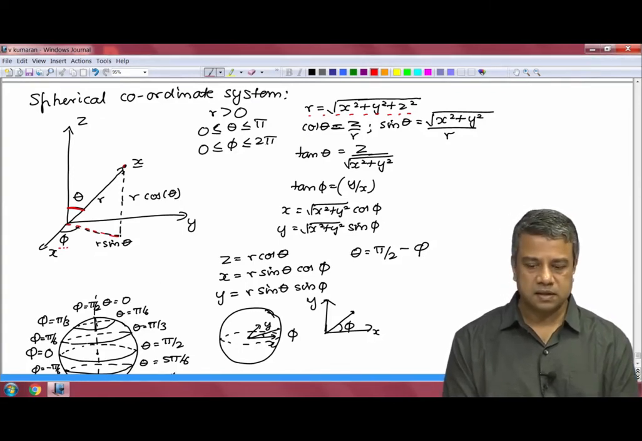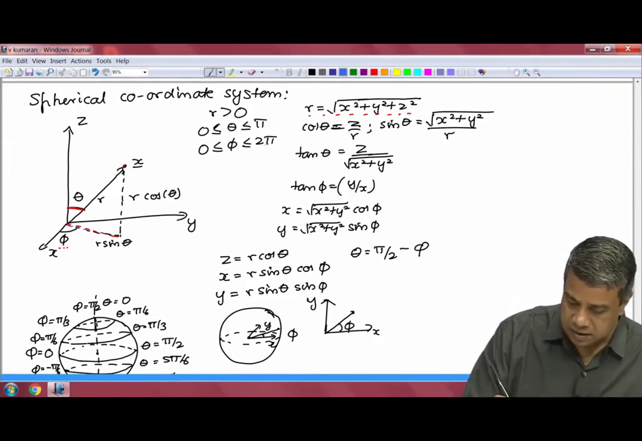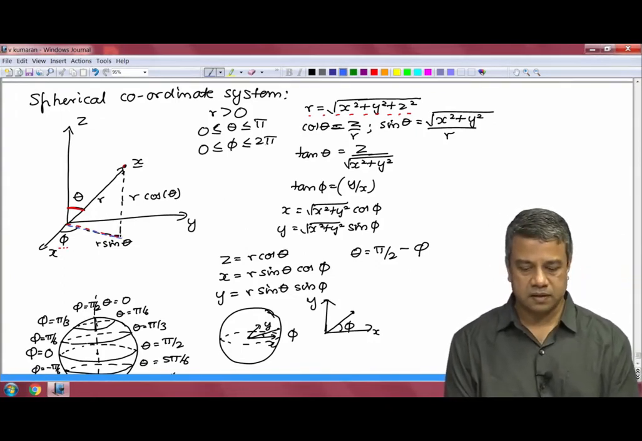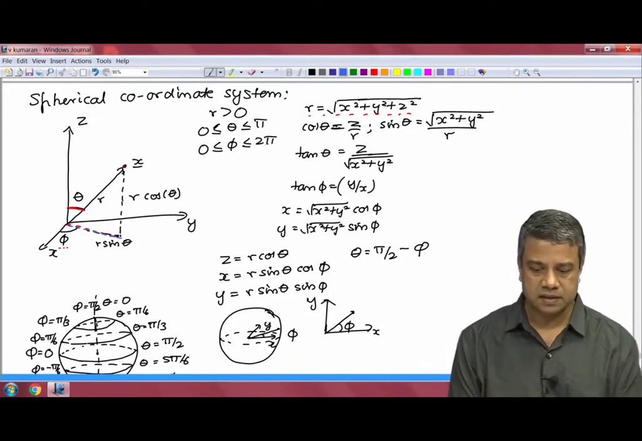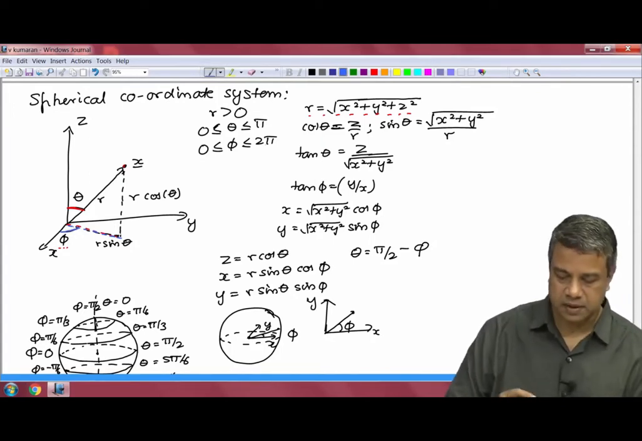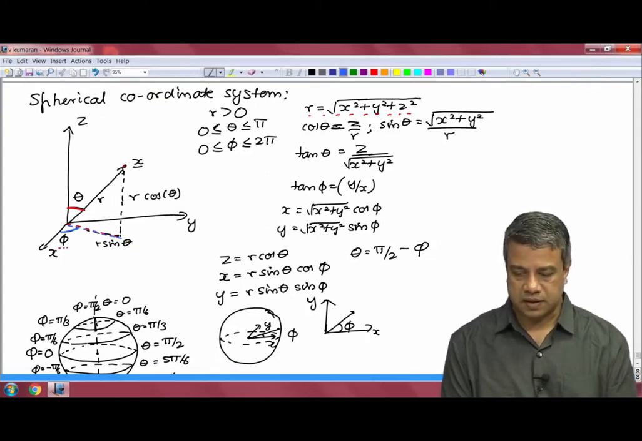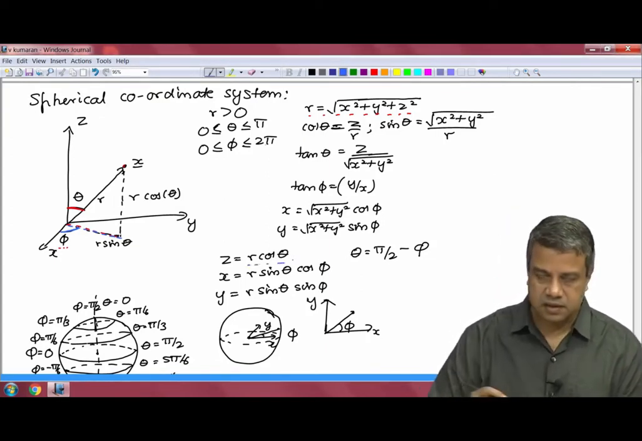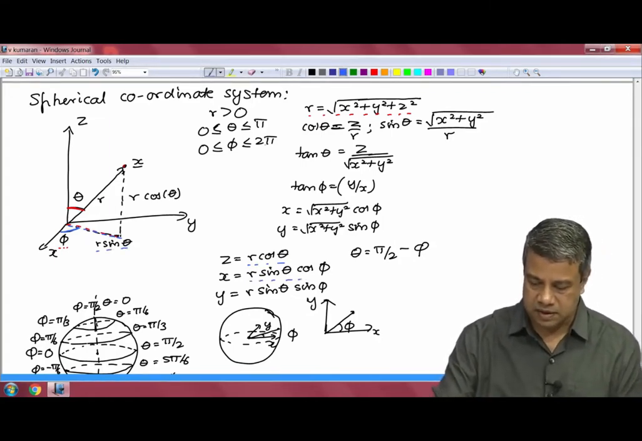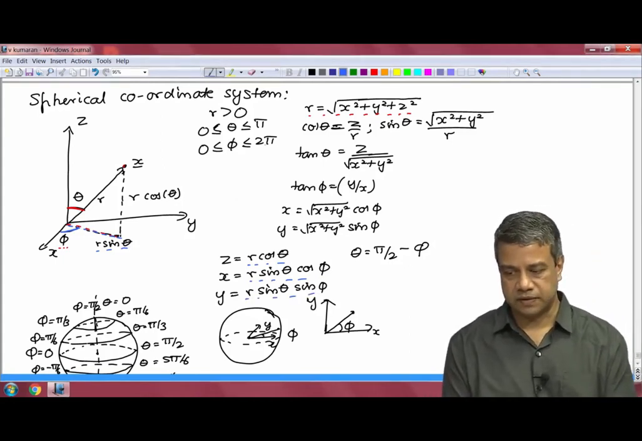The third angle is the angle made by the projection of the position vector with respect to the x axis. That is called the meridional angle phi. So, the z coordinate is equal to r cos theta. The projection is r sin theta. Therefore, the x coordinate is r sin theta cos phi, and the y coordinate is r sin theta sin phi for this coordinate system.